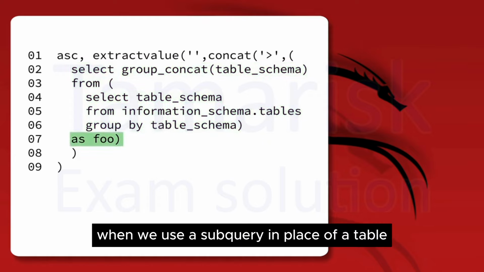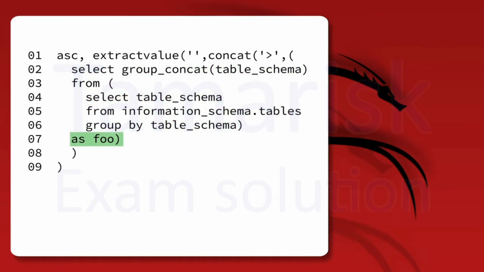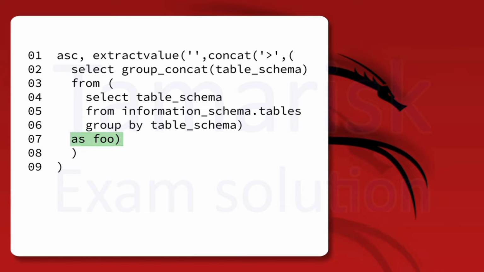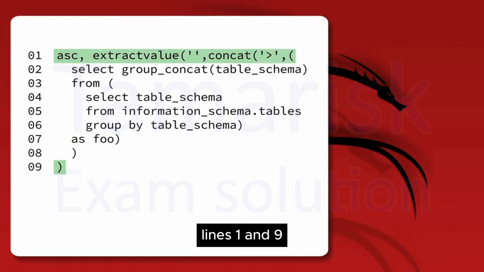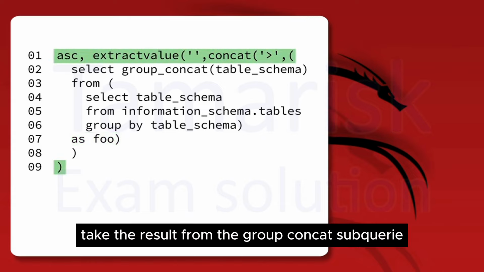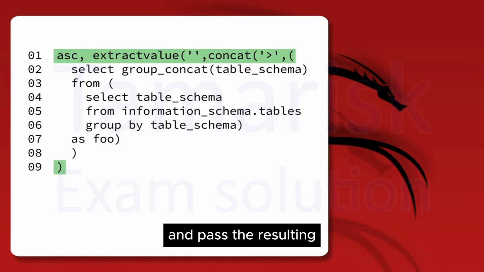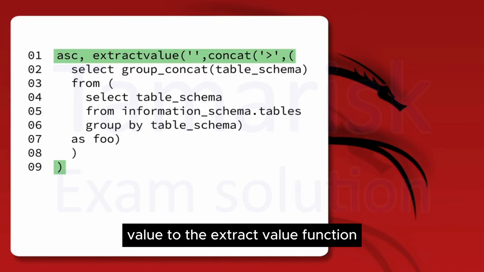When we use a subquery in place of a table, MySQL requires an alias to use as a table name. Lines 1 and 9 take the result from the group concat subquery, concatenate it with a greater than symbol, and pass the resulting value to the extract value function.